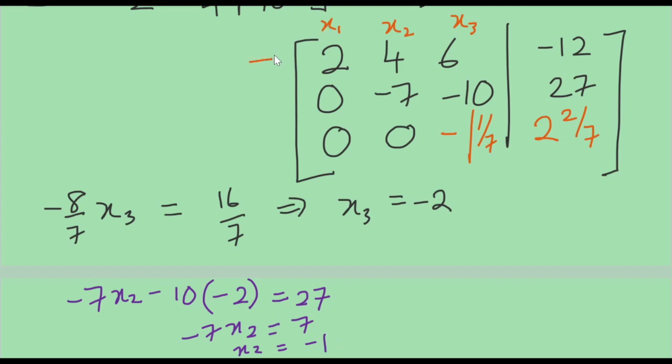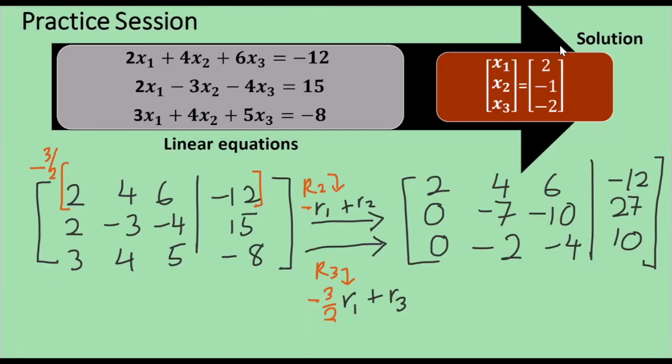Finally, let's consider the first row. We have 2x1 plus 4. I would plug in the value of x2 as negative 1 plus 6, and x3 was negative 2 equals negative 12. And with some calculation, you would get x1 as 2. So there you go, the solution for your practice session question.